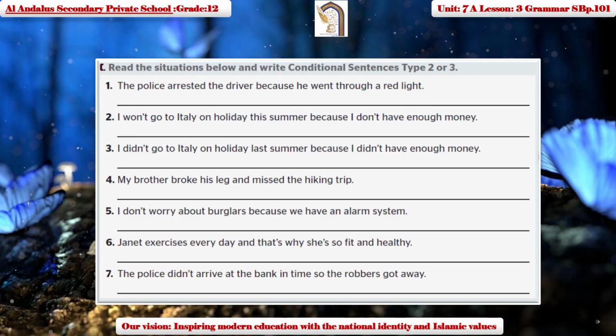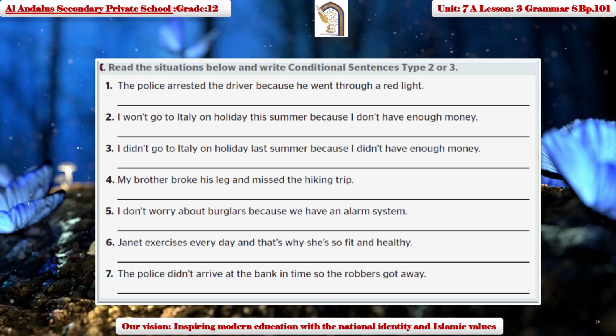As you can see, gentlemen, this is exercise C, which contains regular statements, and we are asked to rewrite them as conditional sentences. Let's read together. Read the situations below and write conditional sentences type 2 or 3. At this stage of the lesson, gentlemen, I suggest you stop it for 3 minutes till you think carefully about your answers. Now we can check our answers.